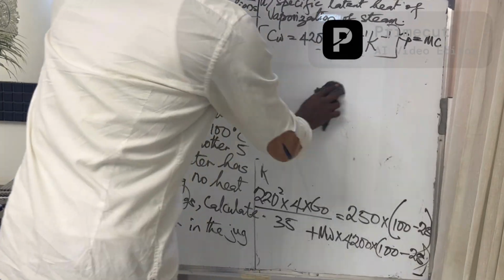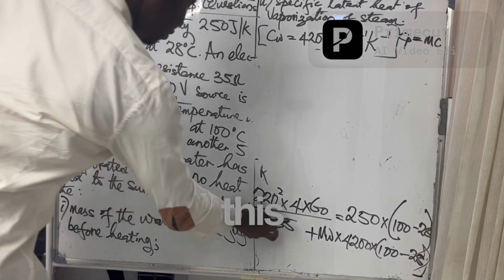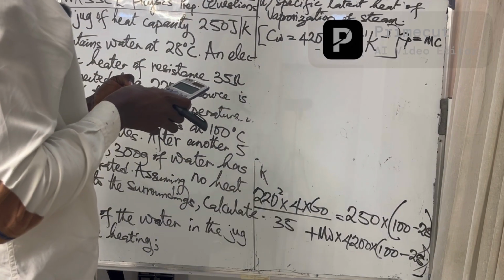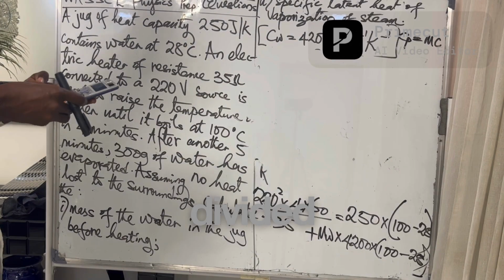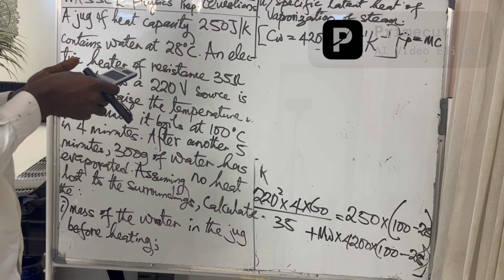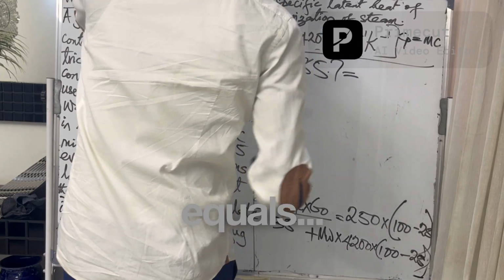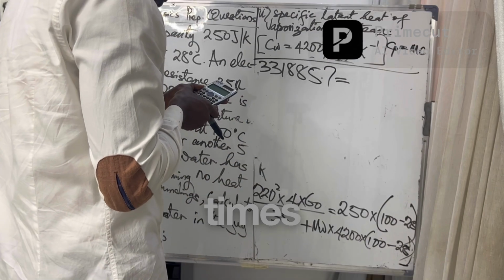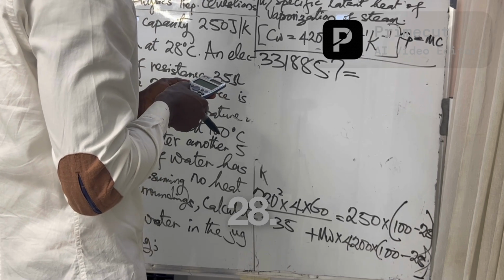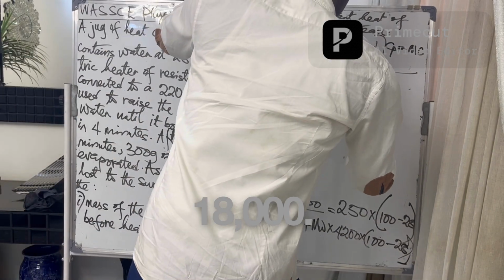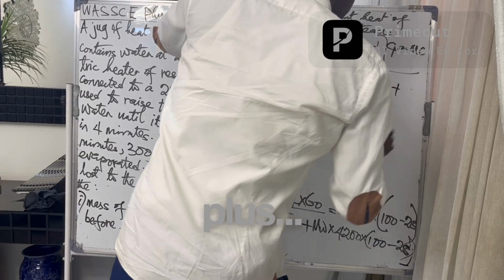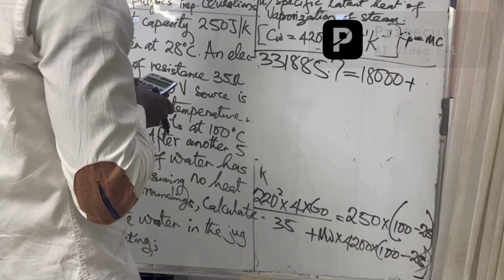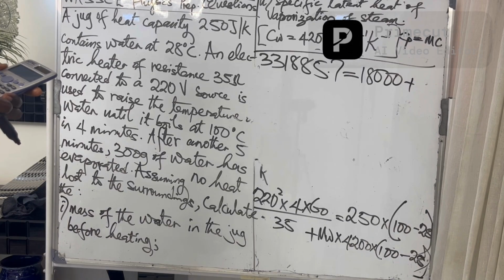So if we move on from here, let's get the value for this part of the equation. 220 squared times 4 times 60 divided by 35. That leaves us with 3 equals. So the second part now is 250 times 100 minus 28. So that leaves us with 18,000. So this is 18,000 plus this last part now would be 4,200 times 100 minus 28.